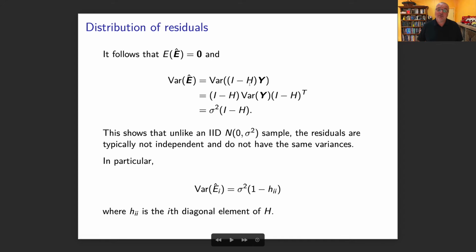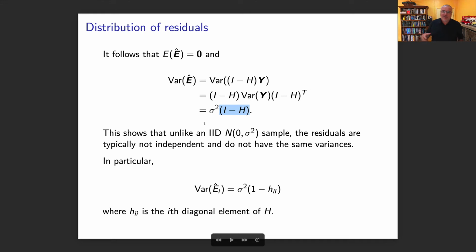We rearrange that. This is a constant, it comes out the front: (I minus H) variance of Y, (I minus H) transposed. The variance of Y is just sigma squared I. So I get sigma squared (I minus H). So it's almost sigma squared, but not quite. You've got this extra term.